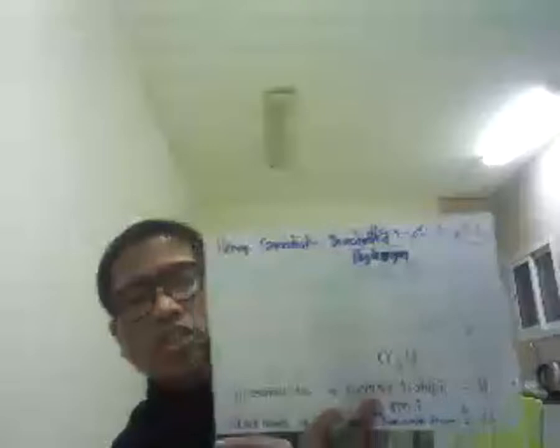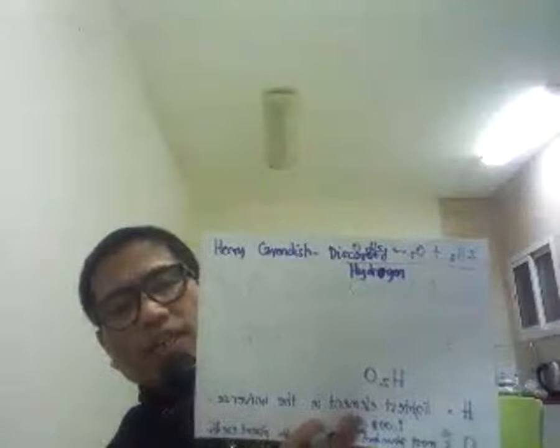Henry Cavendish discovered hydrogen. By the way, oxygen can also exist as O3, ozone, three atoms of oxygen. Ozone forms the ozone layer, which protects us from the sun. And oxygen can also exist as O2, oxygen gas. That's why oxygen is the most abundant element on planet Earth.